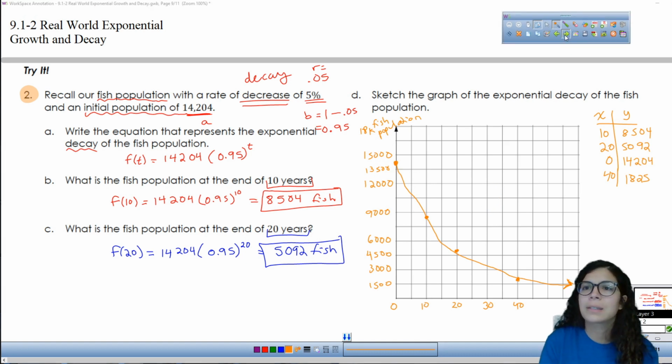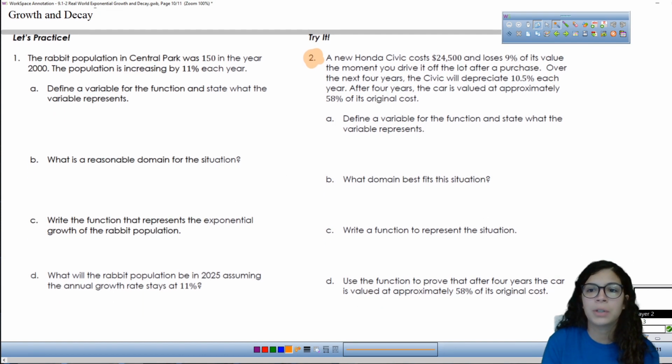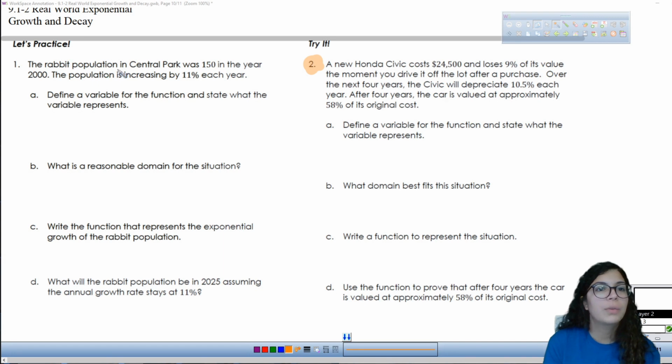All right, let's go ahead and try one problem. And again, I'll give you guys some time to pause and try number 2 on your own. Okay, so the rabbit population in Central Park was 150 in the year 2000. So this is what it started at in the year 2000. The population is increasing by 11% each year, so by a rate of 0.11. Define the variable for the function and state what the variable represents.